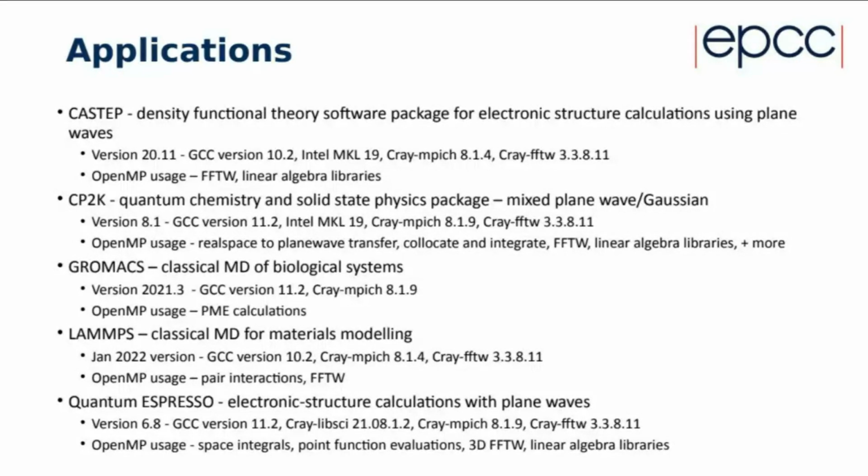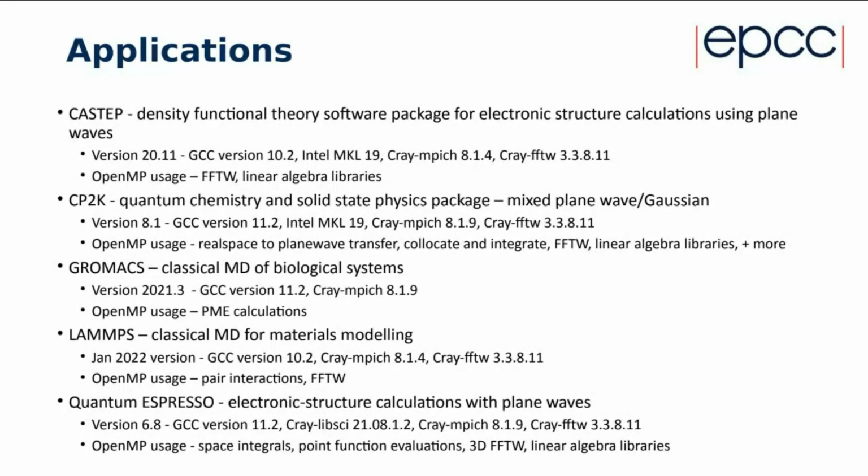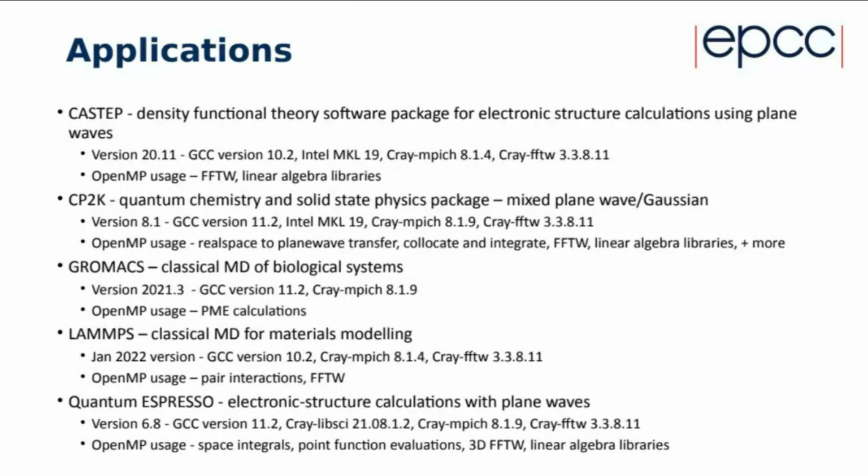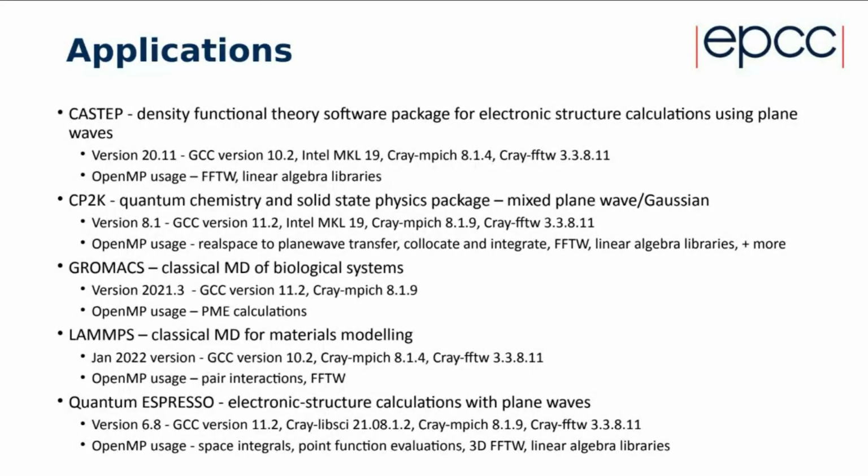Also looked at GROMACS, which does classical molecular dynamics of biological systems, and looked at version 2021.3, and this has OpenMP within its particle mesh Ewald calculations. And looked at LAMMPS, so another classical MD code, and this time more focused on materials modeling. I looked at the January 2022 version, and LAMMPS typically has OpenMP within its pair interactions and FFTW routines.